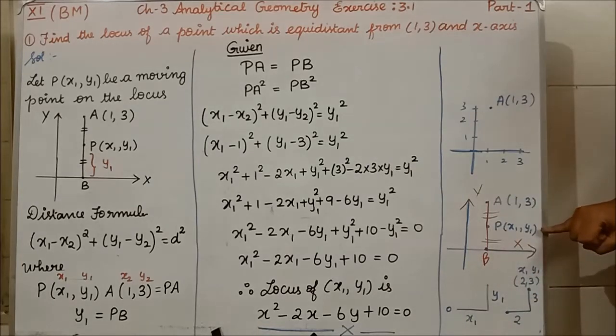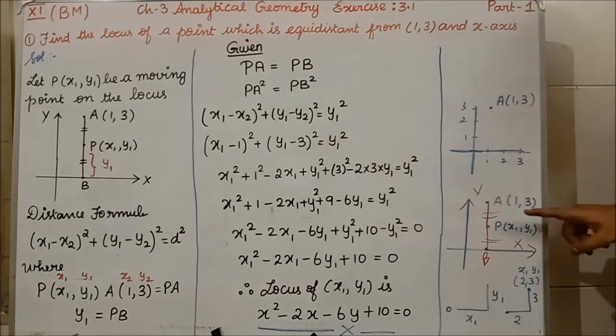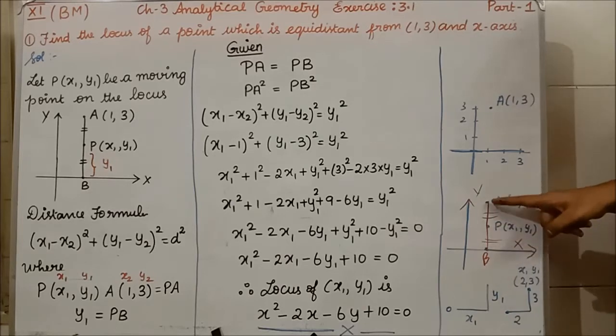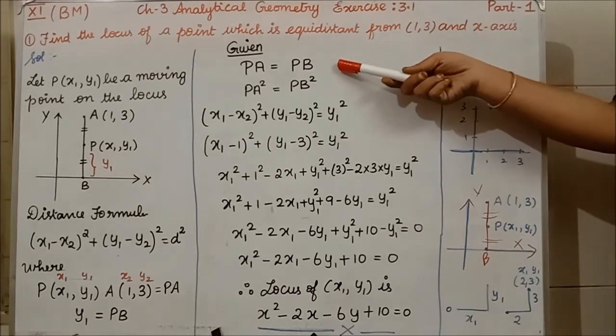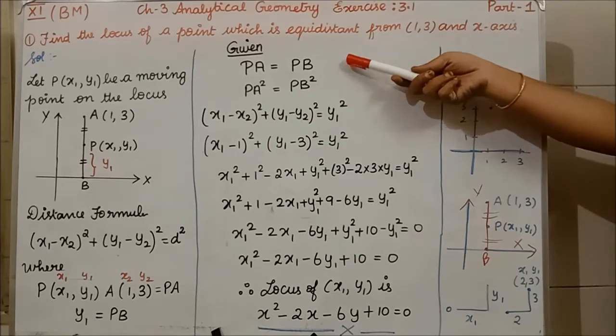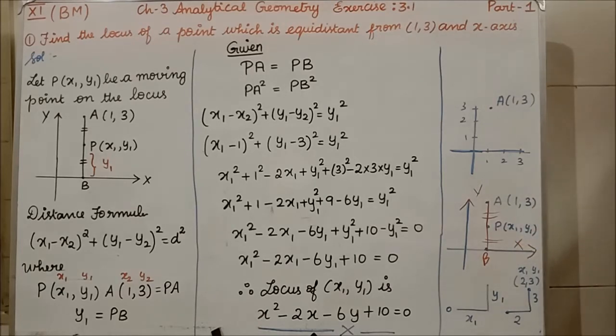I have taken the point P, so that should be (x1, y1). Let P(x1, y1) be a moving point on the locus. Clear? Now, they have given equidistance, which means PA is equal to PB. They have given it in the question itself, so I have written PA is equal to PB. Since, as I told you, you have to find the distance of PA and PB, what formula do we have to apply here? We have to apply the distance formula only.